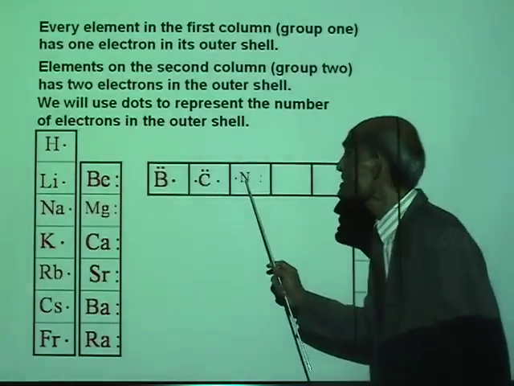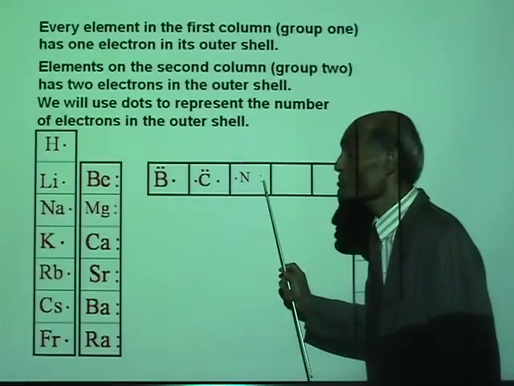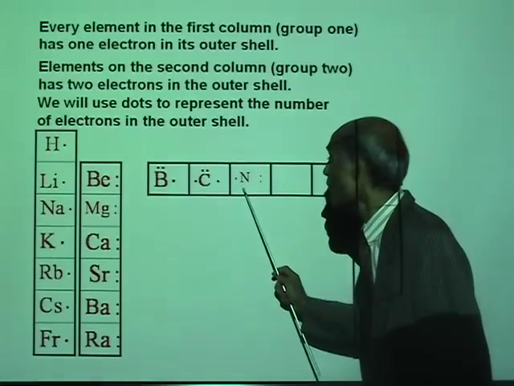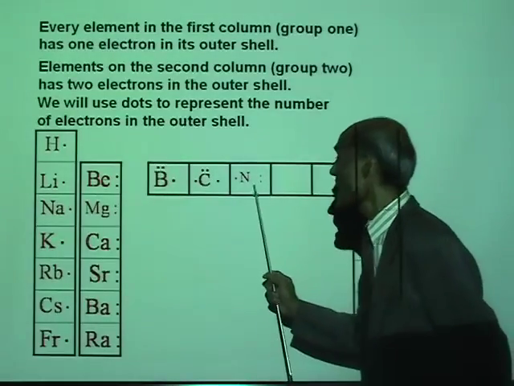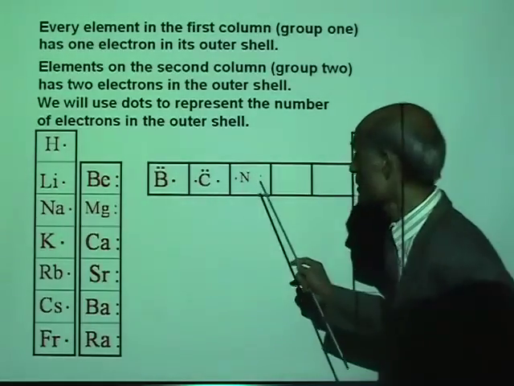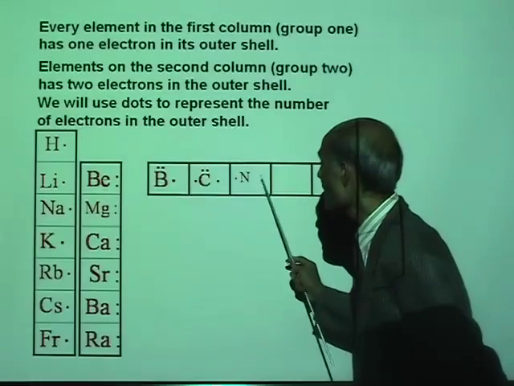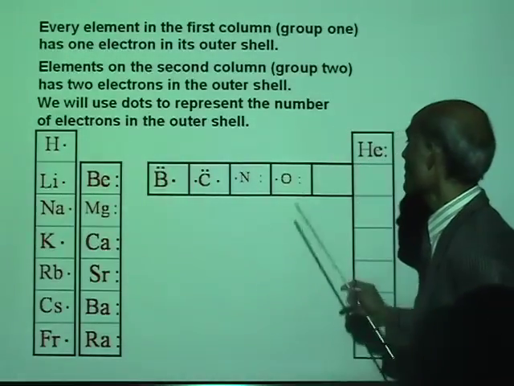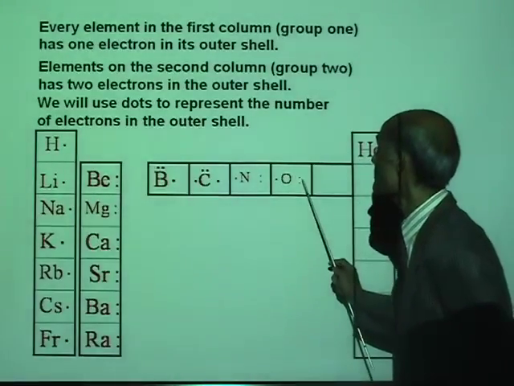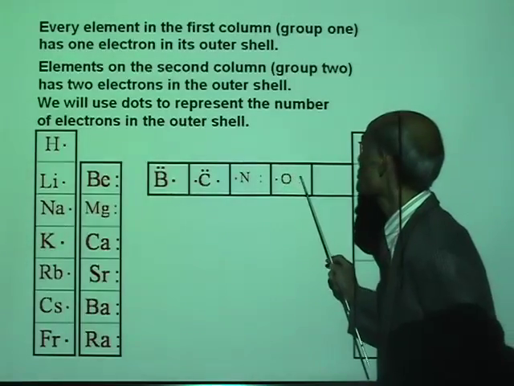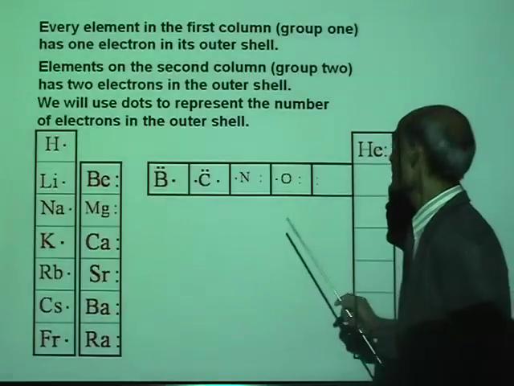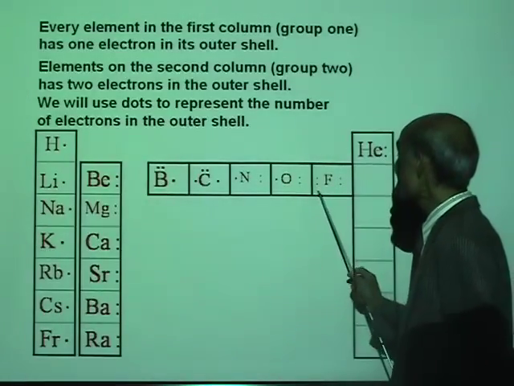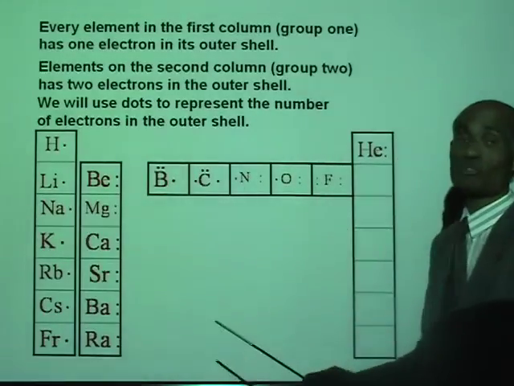Next element is nitrogen, and nitrogen has 2, 4, 5 electrons in the outer shell. Now the dots haven't come up very clearly. If you look carefully, there are 5 dots there. Now oxygen has 2, 4, 6 electrons in the outer shell, and fluorine has 7 electrons in the outer shell.